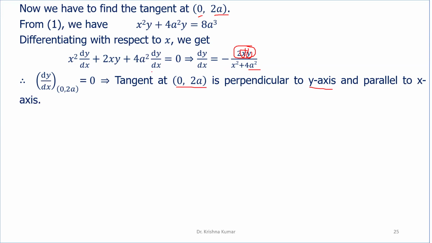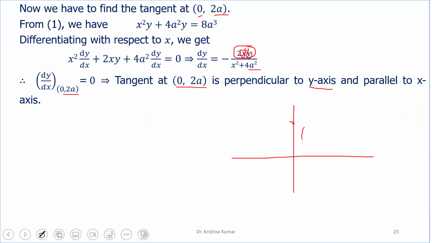It means that if we are getting dy/dx equal to 0, the tangent at this point is parallel to the x-axis. This is the point (0, 2a). So at that point, the tangent will be parallel to the x-axis. So how to trace the curve? Now we can write it down like this. This is the tangent at origin.